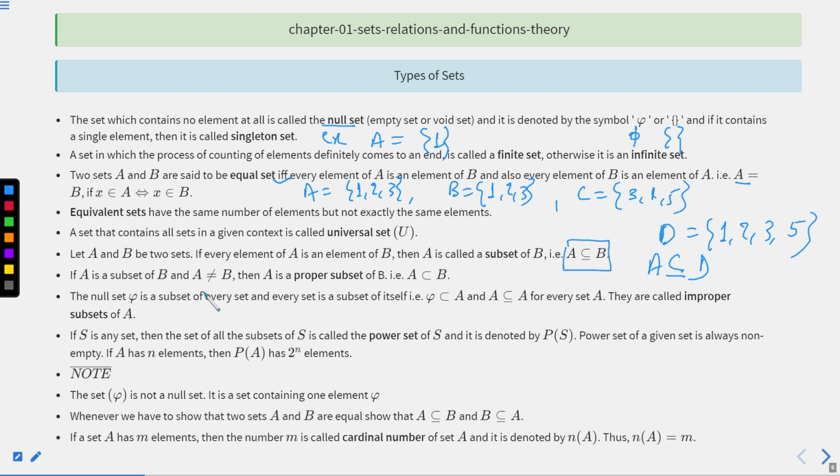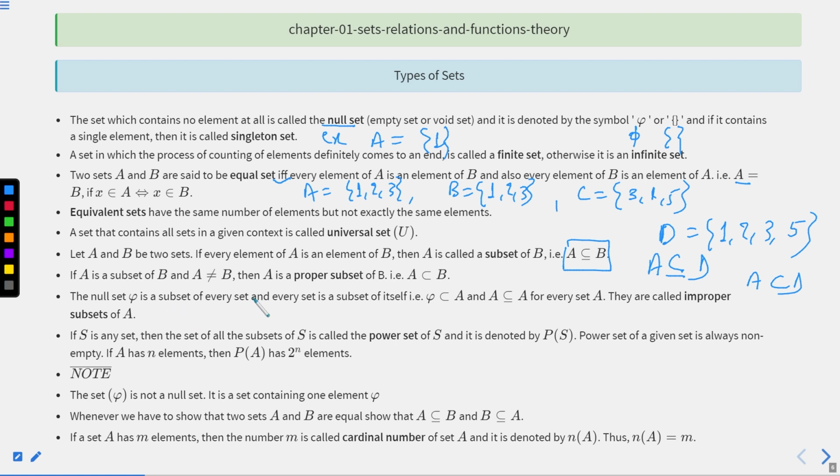If A is a subset of B and A is not equal to B, then A is a proper subset of B. Here A is a subset of D, but A is not equal to D. So here A is a proper subset of D, which can be represented as A ⊂ D. So a proper subset is when A is not equal to B, then it is called a proper subset of B.